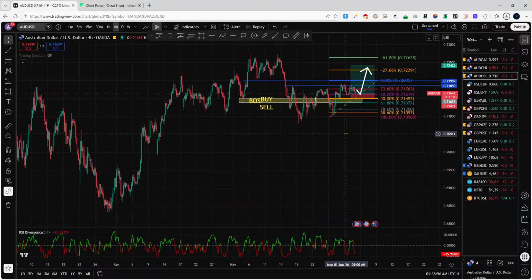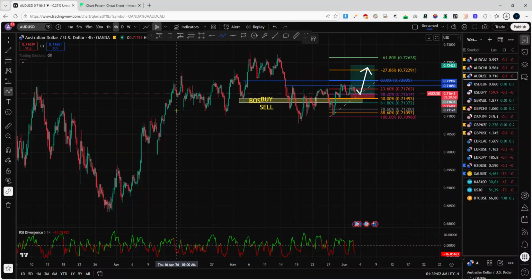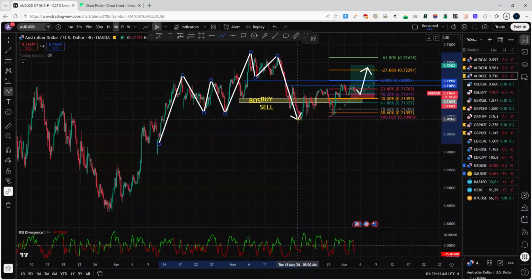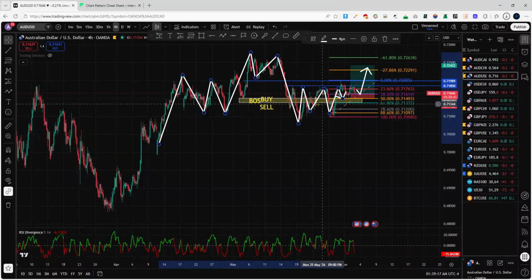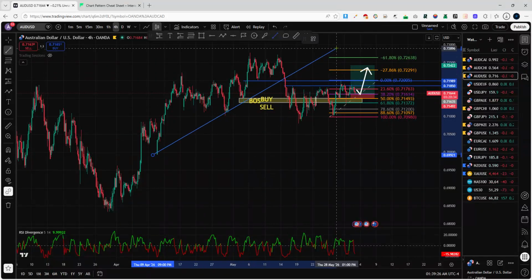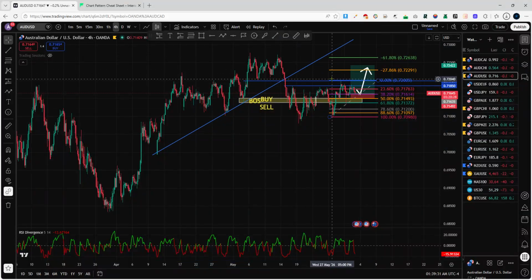So AUD USD, you can see the structure here. Pretty much the same thing. We're in an uptrend. We broke structure, consolidate, consolidate, consolidate. All I'm looking for now is some type of confirmation that we are indeed in a downtrend. So I'm looking for price to come up, retest this trend line, go back down.